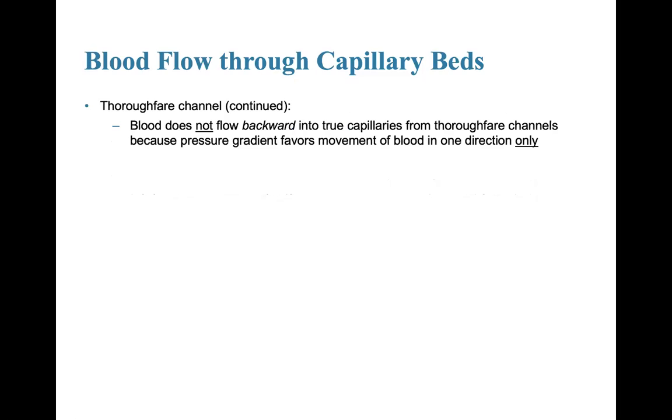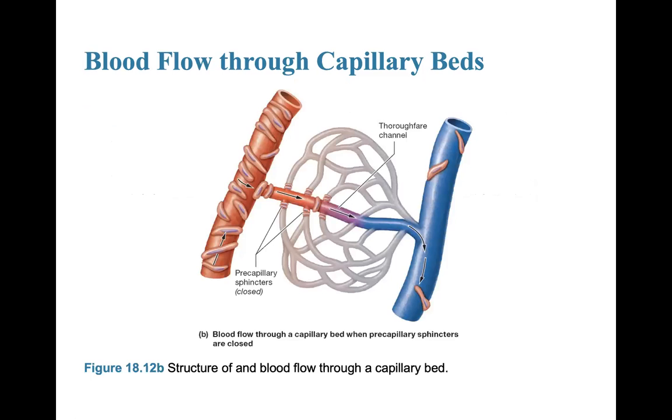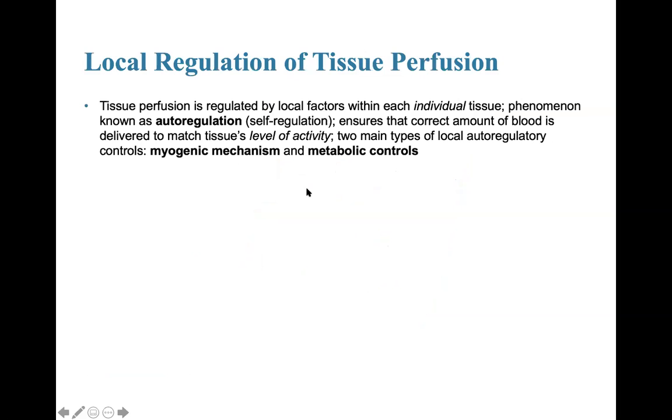Blood does not flow backward into the true capillaries from the thoroughfare channels because pressure gradients favor movement of blood in one direction only. So this would be bypassing the entire capillary bed, and you're just going through. This is if the capillary does not need to be perfused. And here you can see these precapillary sphincters coming off the metarteriole here at either end. So you're just bypassing. These sphincters are closed.